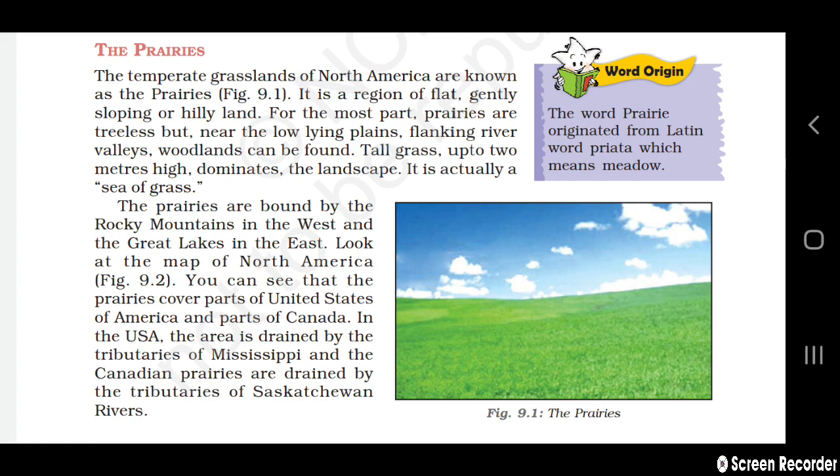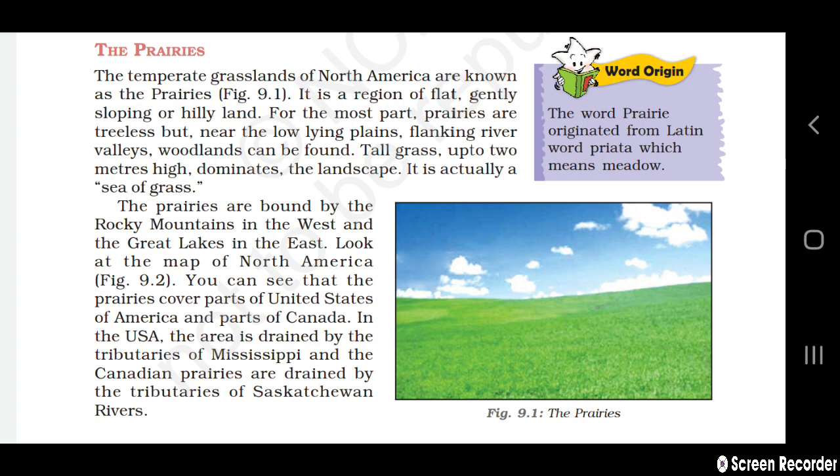For the most part, prairies are treeless. In most prairie places you can't see trees, only grassland, as you can see here in the picture. Near the low-lying plains flanking river valleys, woodlands can be found. You can also find tall grasses up to 2 meters high in the prairies of North America.